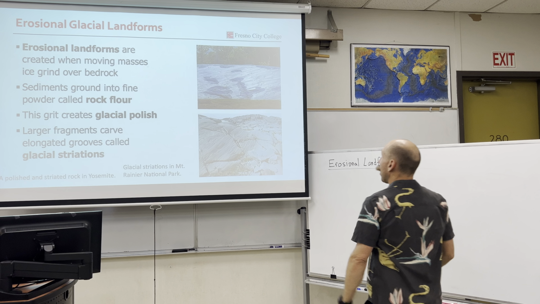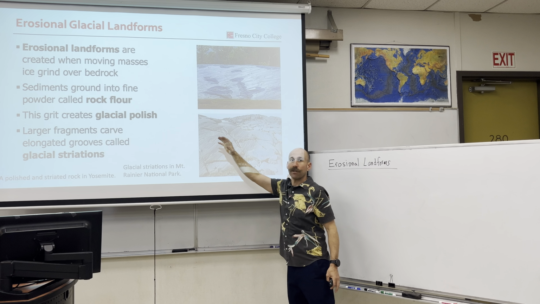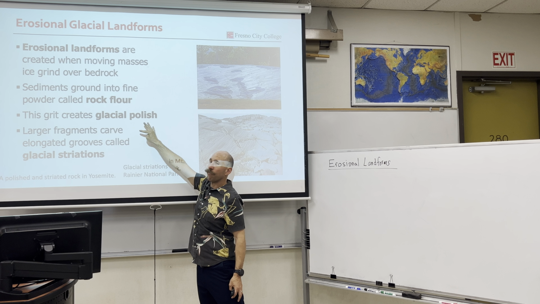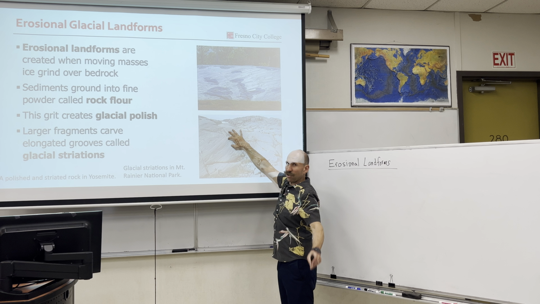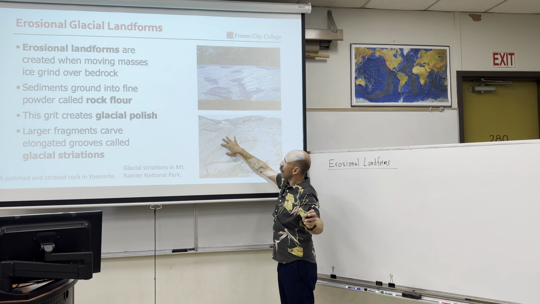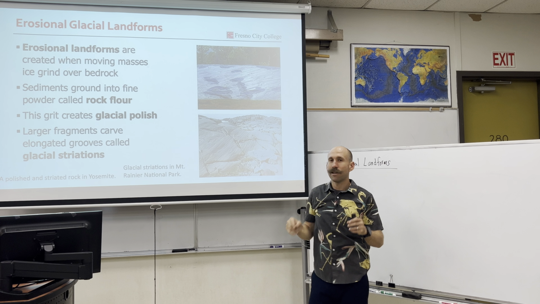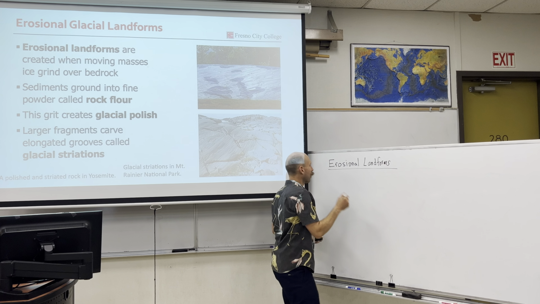Okay, so erosional landforms are created when moving masses of ice flow over bedrock. They can grind the sediments up into a powder called rock flour as they're moving, and then that rock flour is gritty and it leaves behind certain features, creating a glacial polish. And the erosional feature that we have here is called glacial striations.